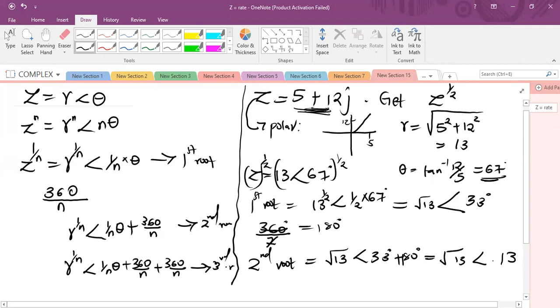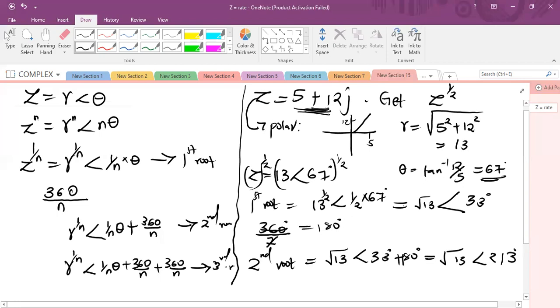So 3, 2. So about 213 degrees for the other root. Okay, fine. Let's take up another example and see how exactly we can go about it.